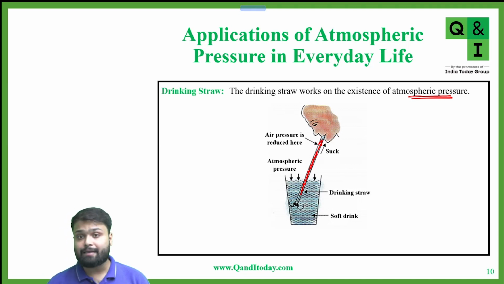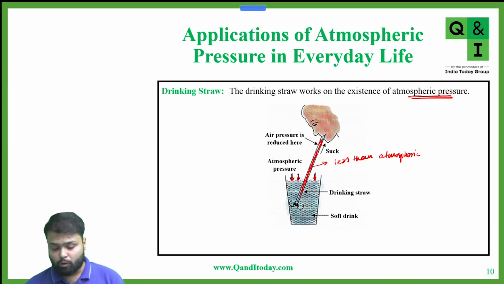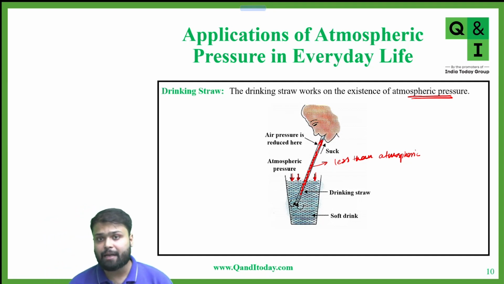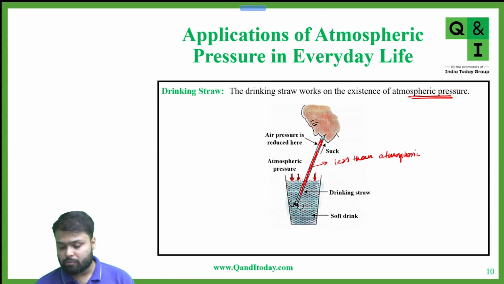So there is a decrease in pressure inside the straw. We can say the pressure inside the straw is less than atmospheric. Yes or no? Yes. And outside, atmospheric pressure is acting. So there is a flow of fluid from high pressure to low pressure. Outside the pressure is atmospheric, and inside the straw, pressure is less than atmospheric. So that's how a drinking straw works. Is this clear? Yes.